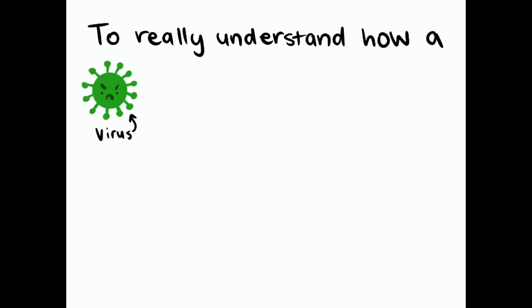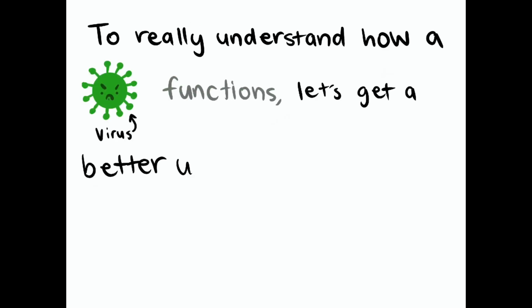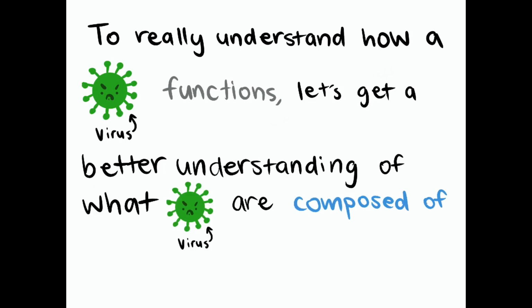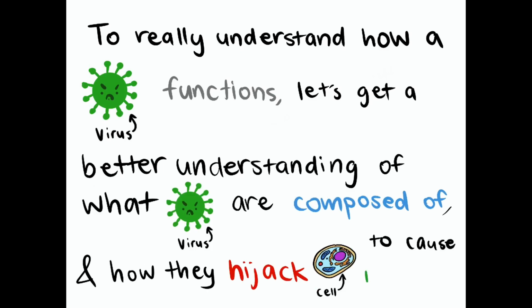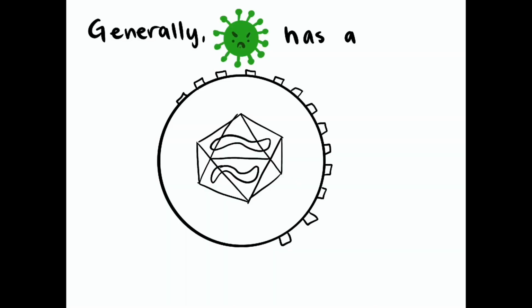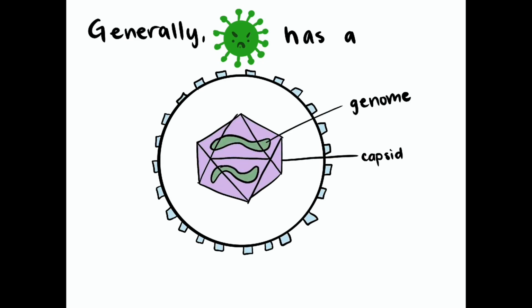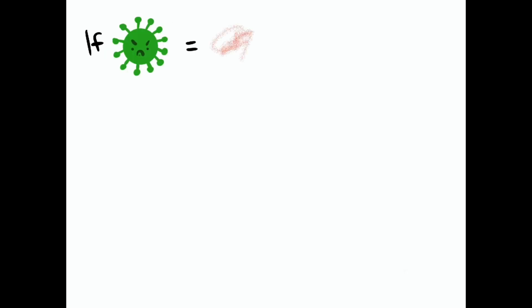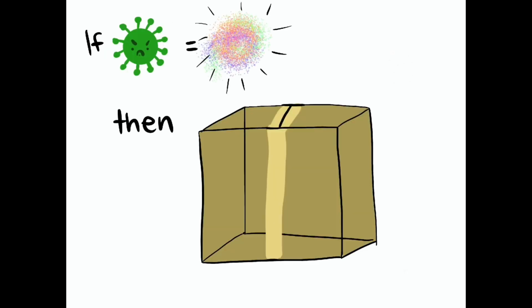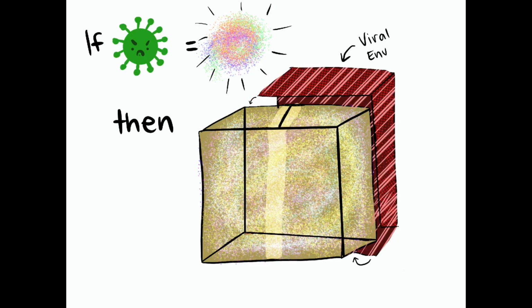To really understand how a virus functions, let's get a better understanding of what viruses are composed of and how they hijack cells to cause infections. Generally, a virus possesses a genome, a capsid, and in some cases, a viral envelope. If we imagine that a virus is like a glitter bomb arriving in your mail, the box is the capsid, the viral envelope is the wrapping paper covering the box, and the glitter inside is the genome.